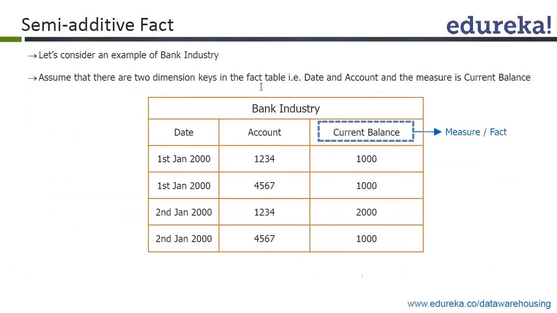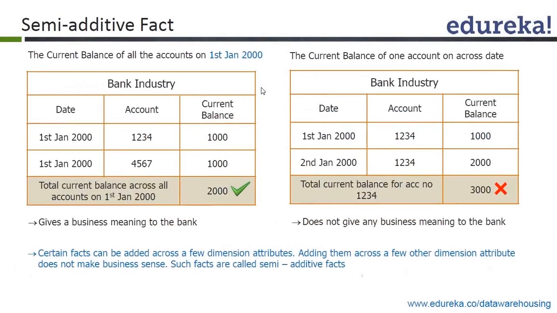The next one is the semi-additive fact, which we already discussed with the bank current balance. So in this case, bank industry, you can add it along the date, but you cannot add it for two different dates for the same account. So it's a semi-additive fact. Certain facts can be added across a few dimension attributes, while adding them across a few other dimension attributes does not make business sense. Such facts are called semi-additive facts.